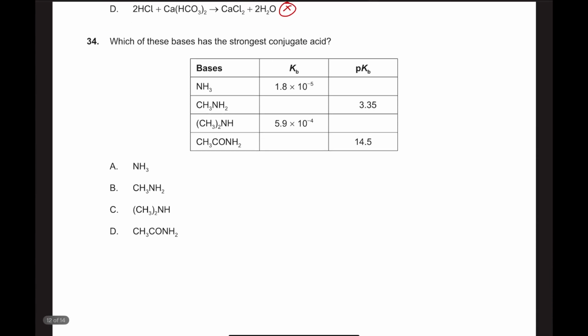Next, which of the bases has the strongest conjugate acid? We can find the pKb values and then compare, right? The weakest base will have the strongest conjugate acid. So for NH3, pKb, I can do minus log base 10 Kb on my calculator. I'll get 4.74. For (CH3)2NH, pKb would be 3.23. If I check the pKb values, CH3CONH2 has the highest pKb, so this is the weakest base. If this is the weakest base, guess what? It will form the strongest conjugate acid. So the answer would be D.